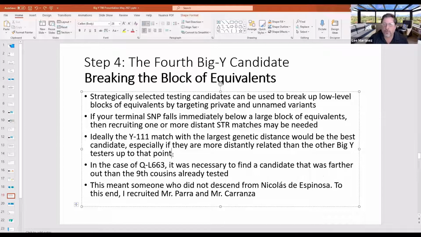So for example, the rule for a Y111 is genetic distance of 10. If you have someone that's a genetic distance of 11, they won't show on your matching list. See what I mean? They're too far. So genetic distance of 10 is as far as you'll go.